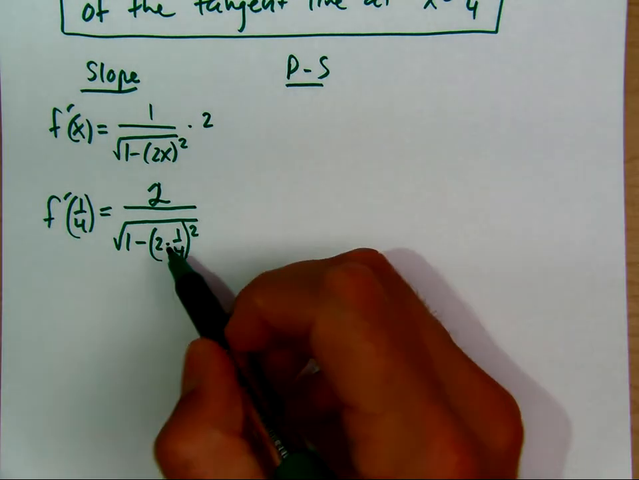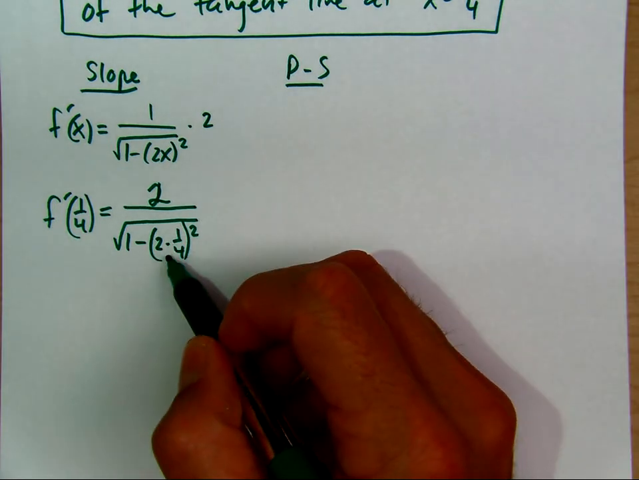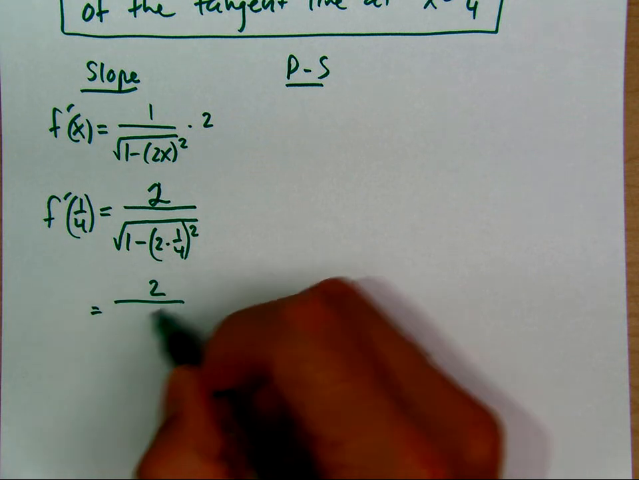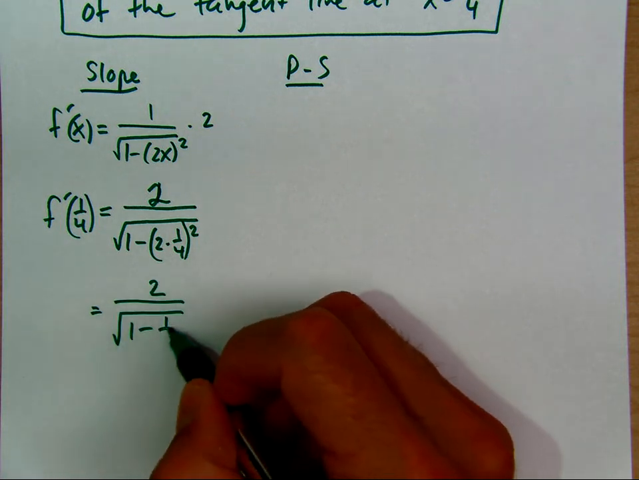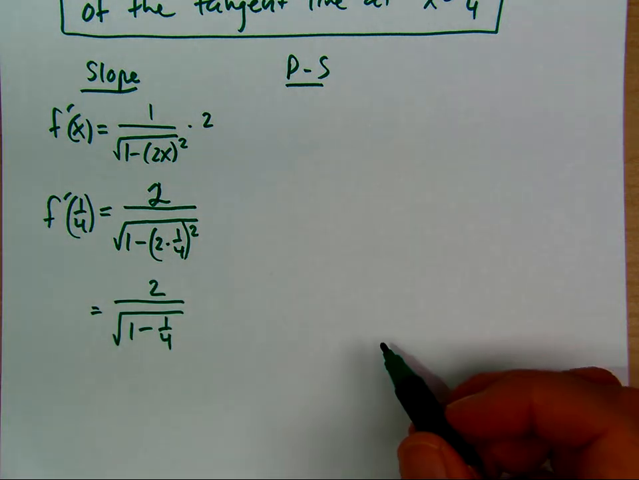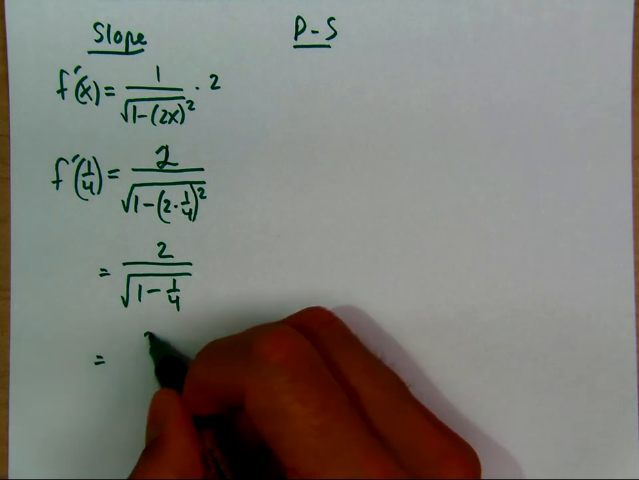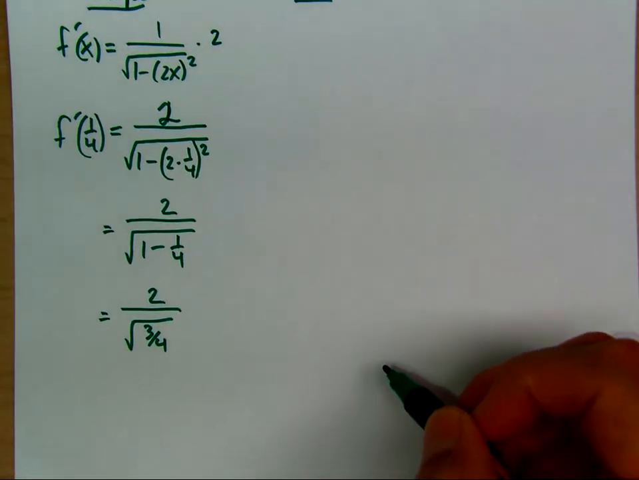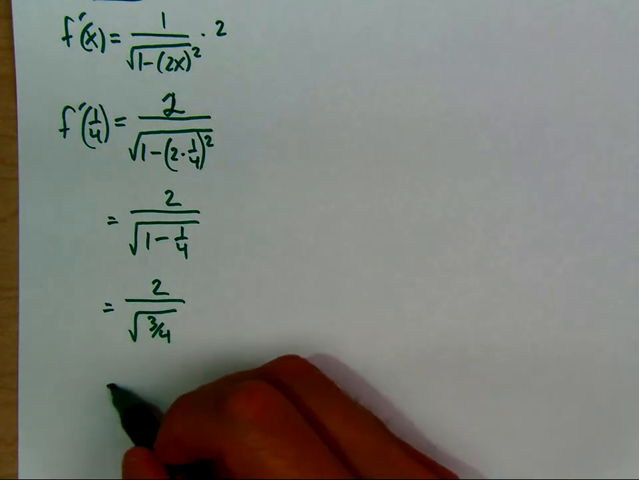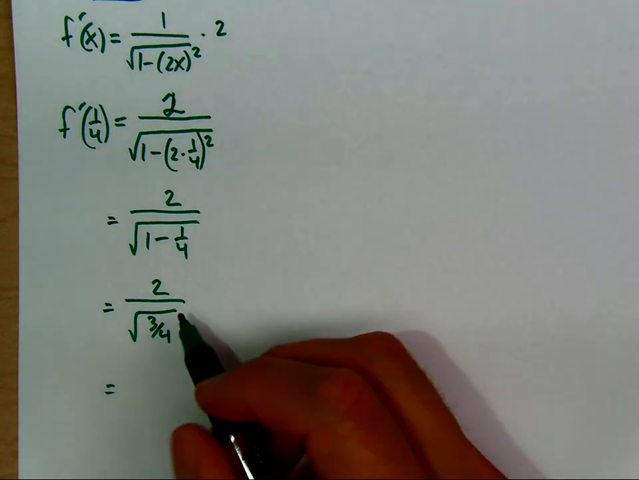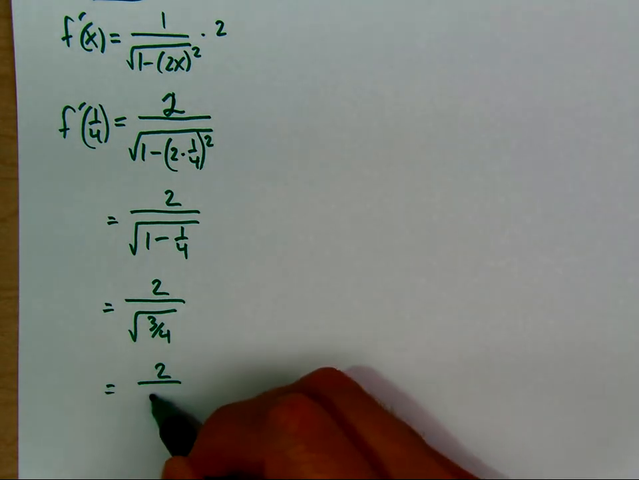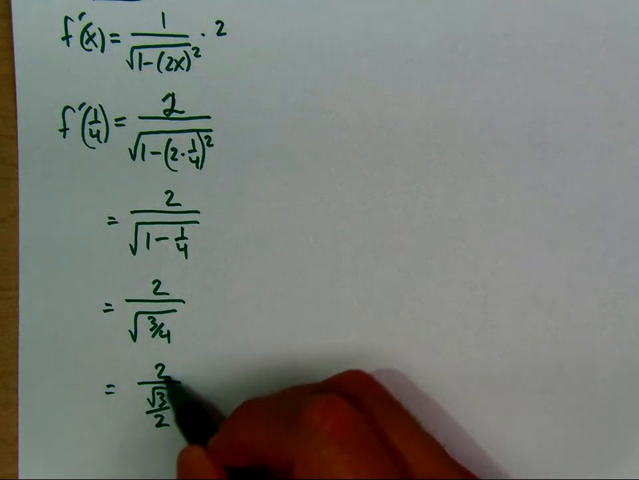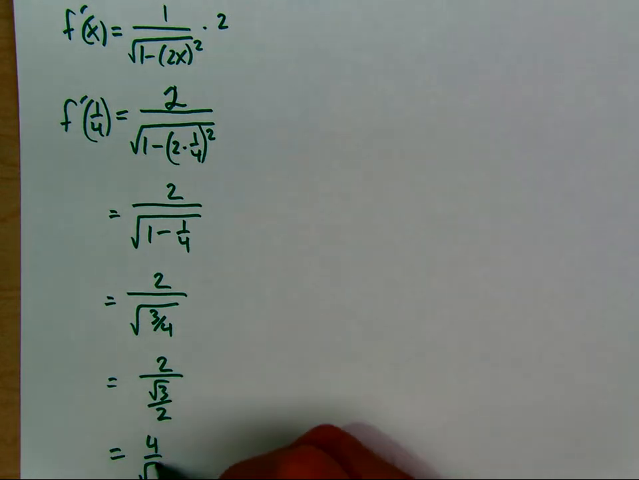So 2/4 is 1/2. 1/2 squared is 1/4. 2 over the square root of 1 minus 1/4. 2 over the square root of 3/4. And we'll end up with 2 over radical 3 over 2. And we do the reciprocal, we'll have 4 over radical 3.